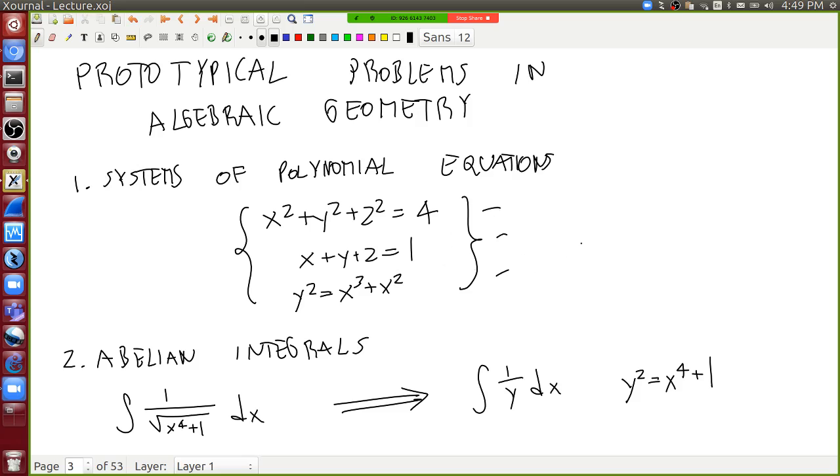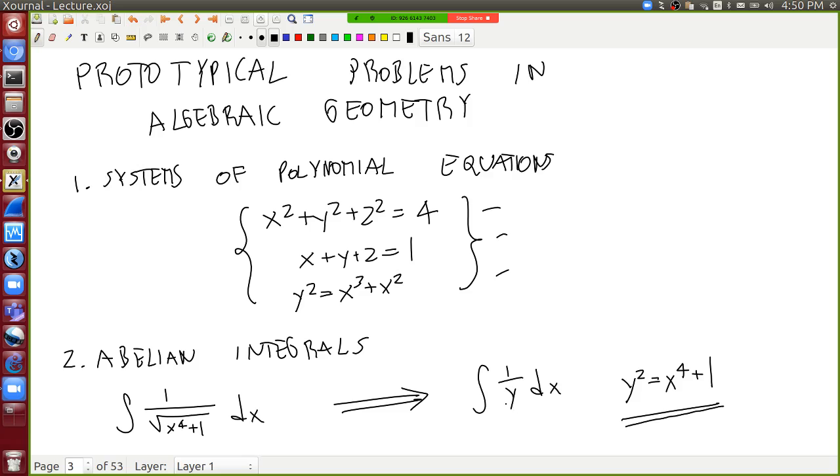There's another route into algebraic geometry that I like, and that is to look at it from the standpoint of abelian integrals. We're trying to integrate something involving a square root, in this case 1 over the square root of x to the 4th plus 1 dx. What we want to do is replace the root with a y, and we just say y squared equals x to the 4th plus 1, and now we're trying to integrate 1 over y.